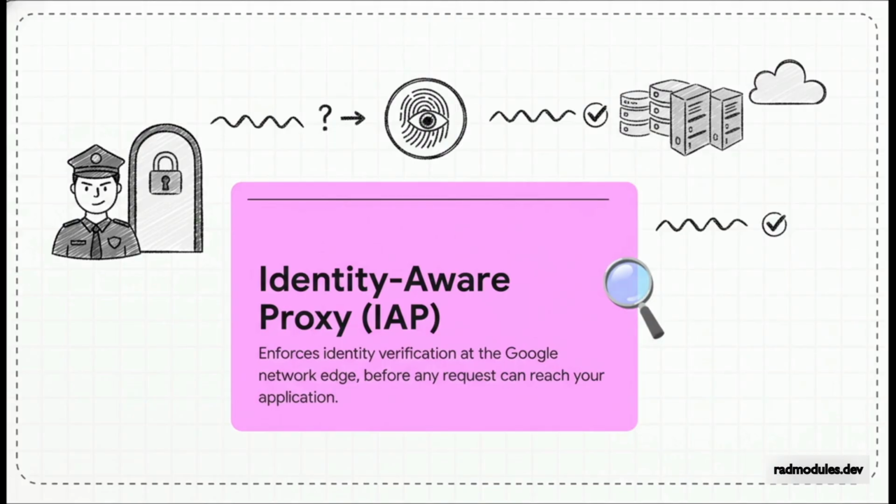Seriously, think of it like a bouncer at an exclusive club. It stands at the very edge of Google's network and checks the ID of every single request. If you're not on the list, you're not getting in. Your application code is never even touched.